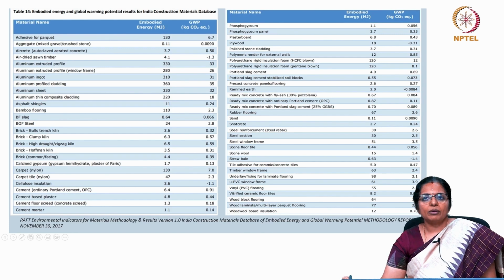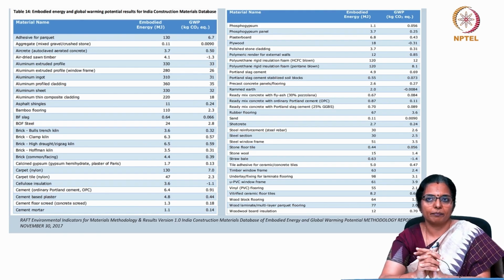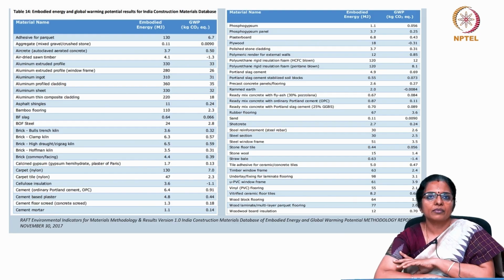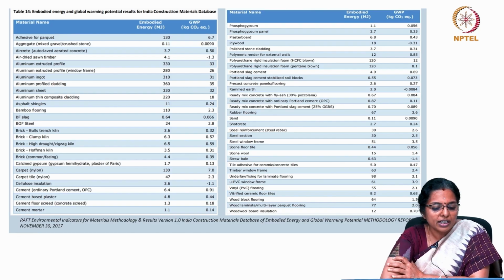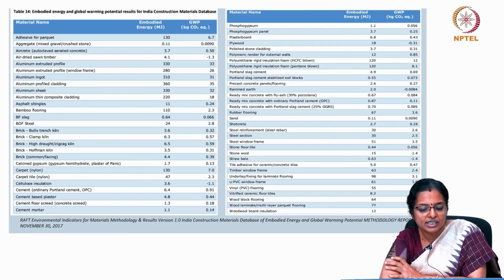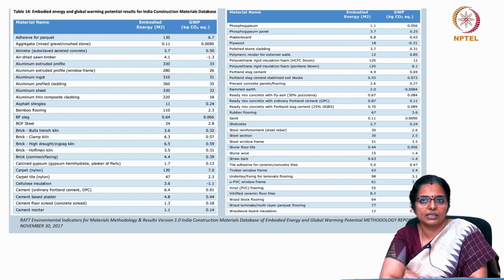A thorough examination of data sources ensures the development of models with the best available data. Whenever feasible, here we are talking of data of embodied energy and global warming potential results for Indian construction materials database. Whenever feasible, data on Indian production processes are prioritized for technological and geographical accuracy.